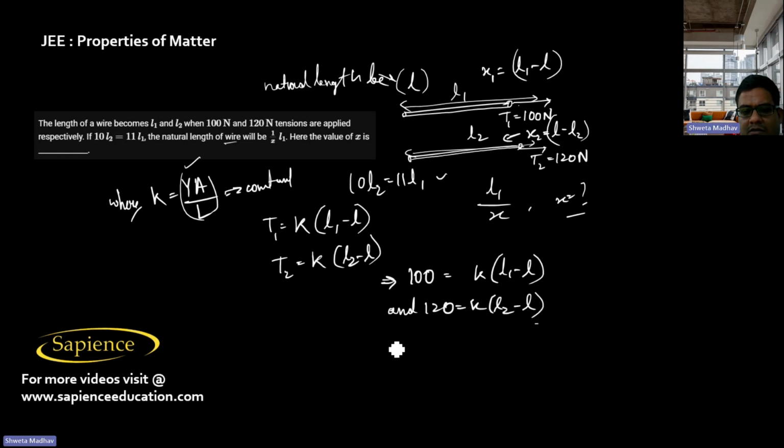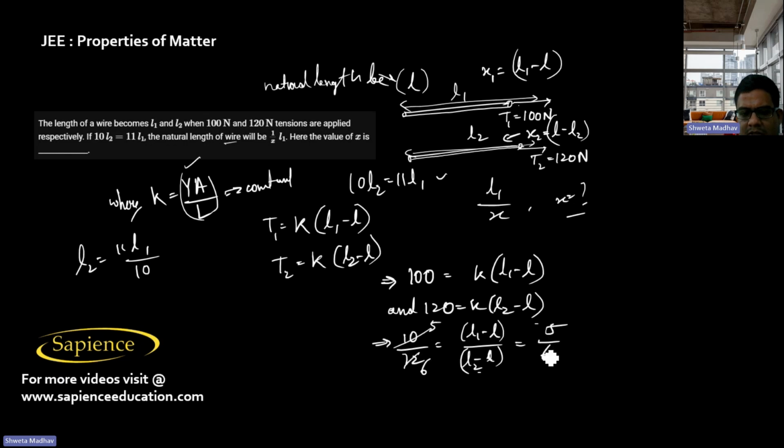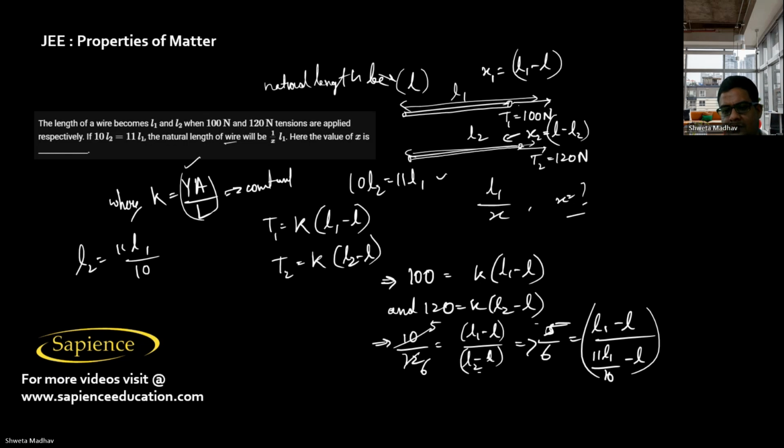So if we divide these two, then we will get 10 by 12 equal to L1 minus L by L2 minus L. Now here we can say L2 is 11 L1 by 10. Therefore, 2 5s are 10, 2 6s are 12. So 5 by 6 is equal to L1 minus L divided by L2, that is 11 L1 by 10 minus L. So now, 5 into 11 L1 by 10 minus L is equal to 6 into L1 minus L.